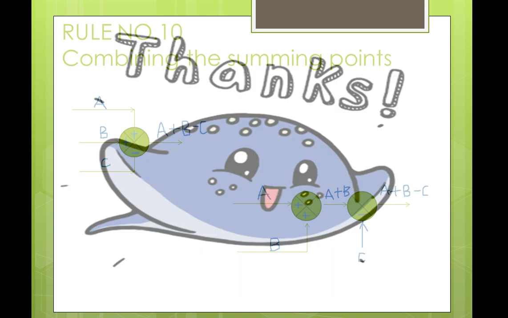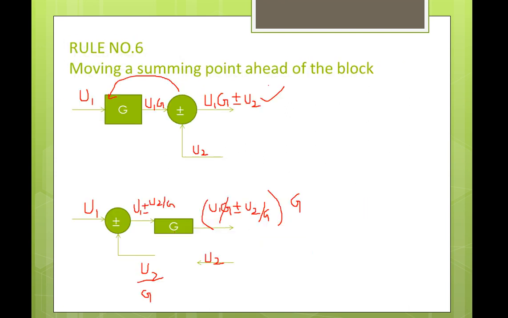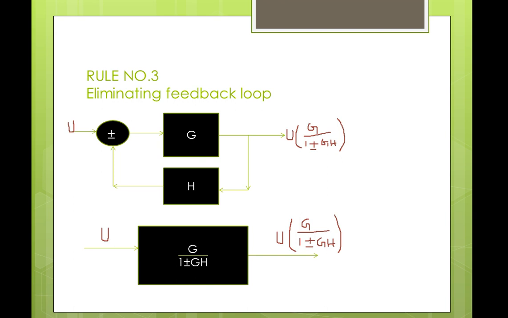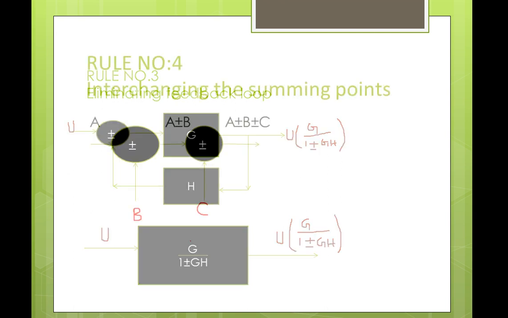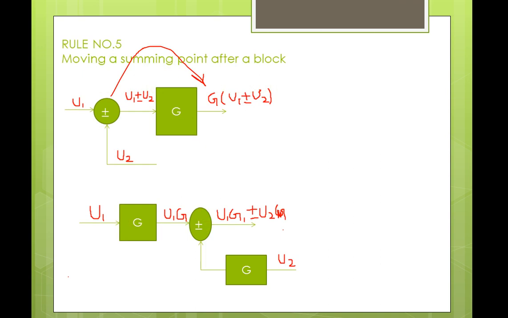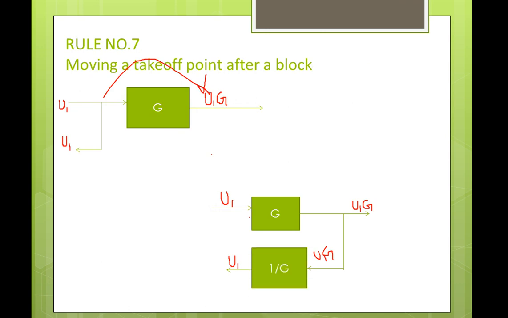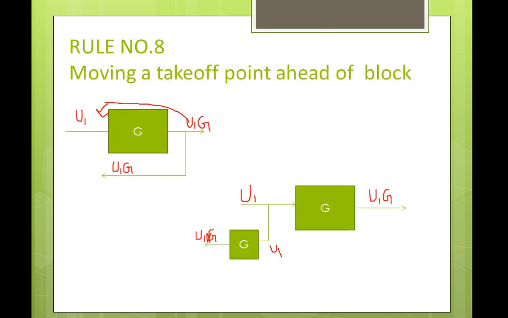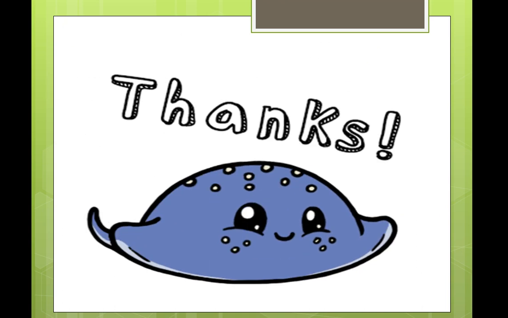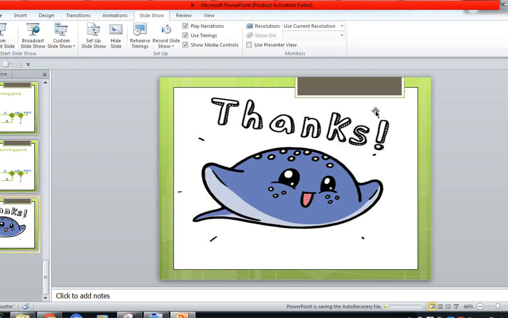So these are the 10 rules which are used for reduction of block diagrams. The first one is combining the blocks which are connected in cascade, the second one is combining the blocks which are connected in parallel, and interchanging of summing points, and moving the takeoff point before the block, moving the takeoff point after the block, moving the summing point before the block, moving the summing point after the block. All these rules are used to reduce the complex circuit diagram in order to obtain the output.